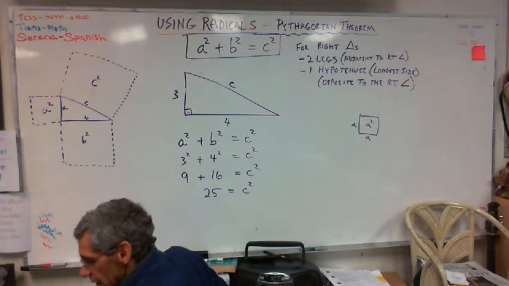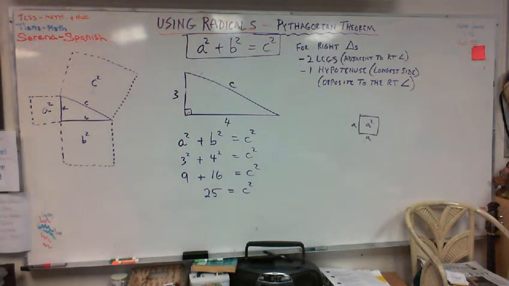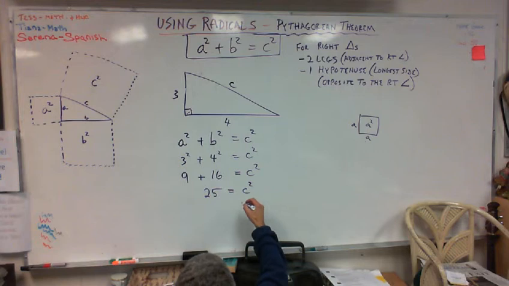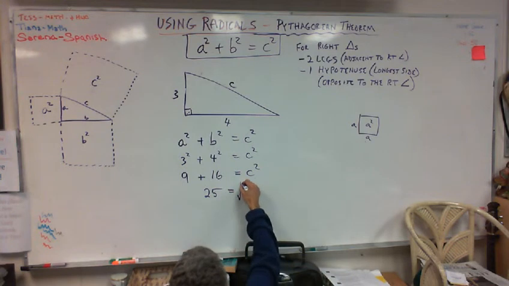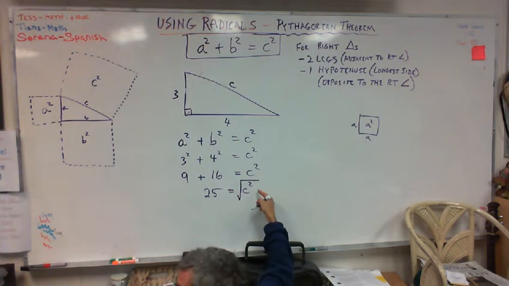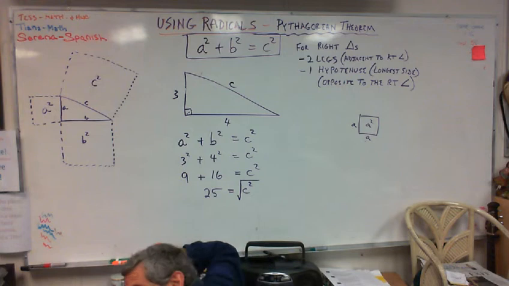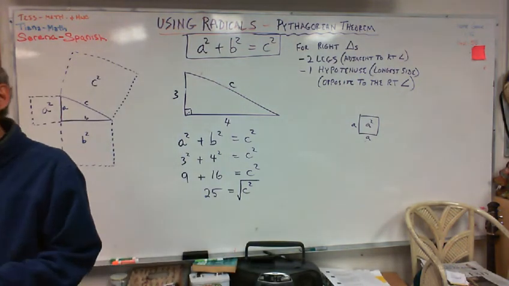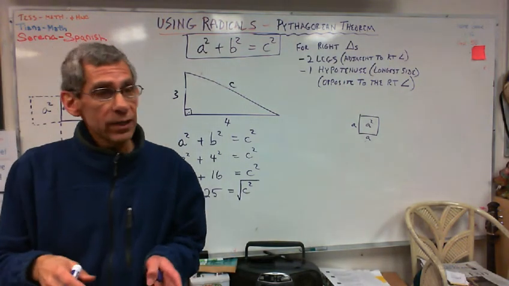Now, I know what C squared is, but I want to know what C is. So, what do I do? It's the square root of that. I haven't talked about square roots of variables, but square root and square are exactly opposite each other. They're opposite operations.